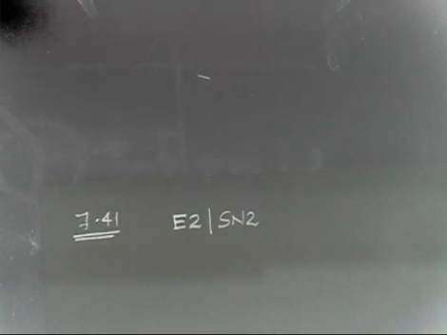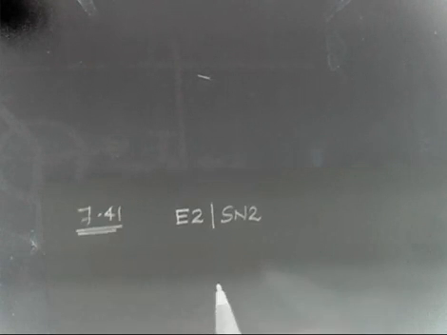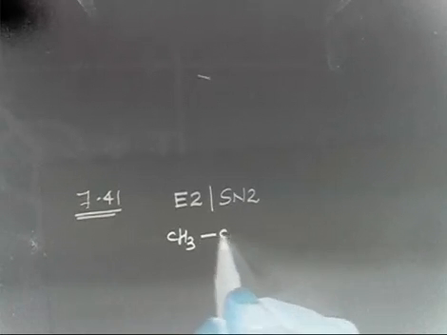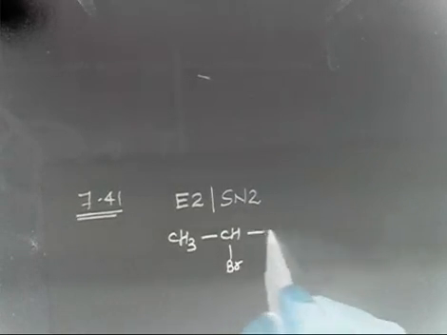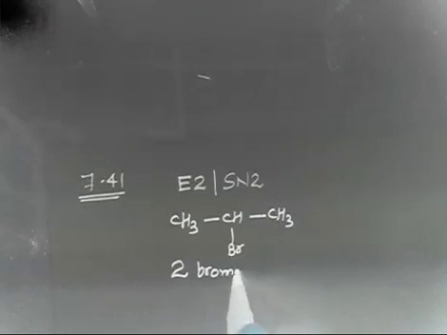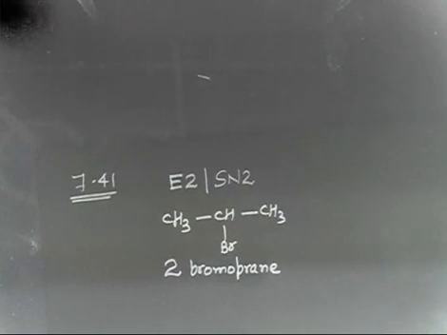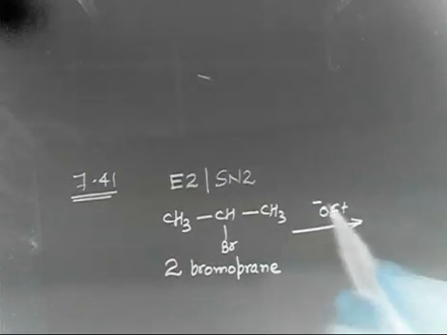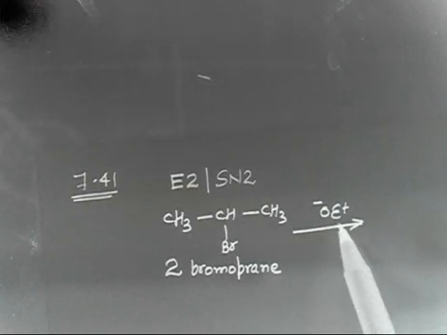So this question is related to this one. This is a treatment of 2-bromopropane. So you have 2-bromopropane. Let me write: CH3 CHBr CH3. So this is 2-bromopropane. This is a treatment of 2-bromopropane with a solution of ethoxide ion. If you treat with OEt minus, this can act as a base as well as a nucleophile.